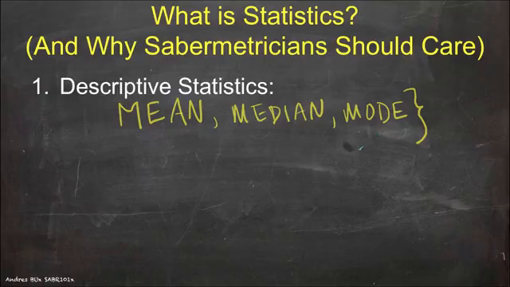Another thing we're going to cover in this section of descriptive statistics are measures of the variability of the data set, or dispersion of the data set. And these measures of variability of a data set include the standard error of the mean and the standard deviation of the data set. So both of these things will be covered in a future look at descriptive statistics.